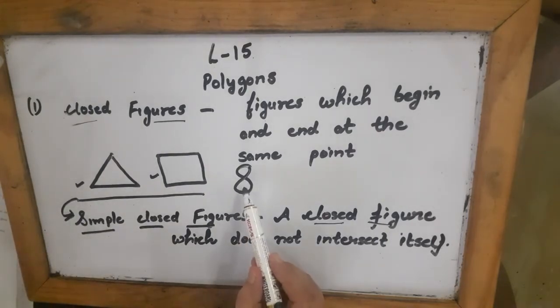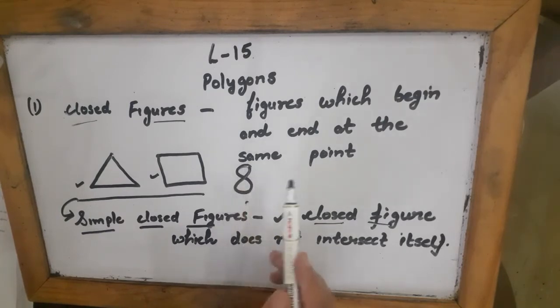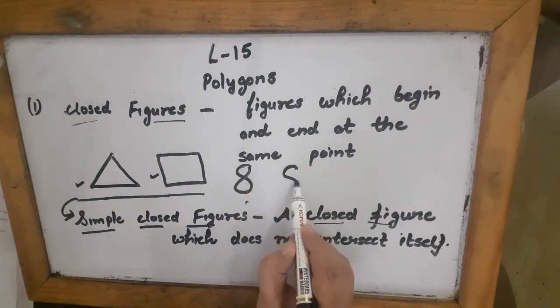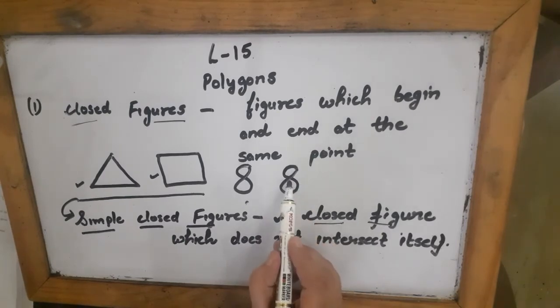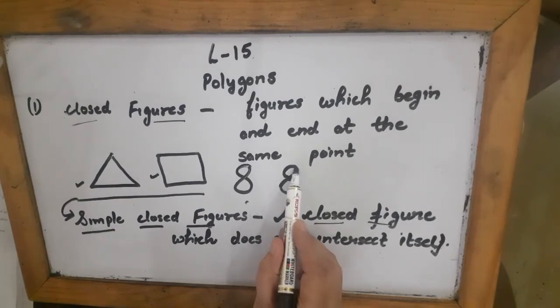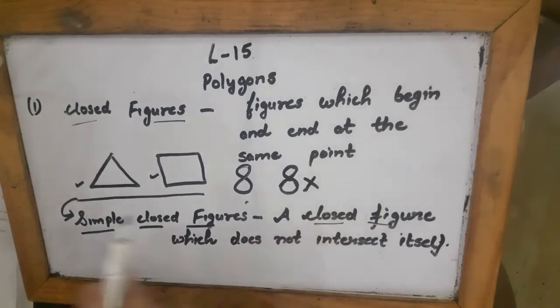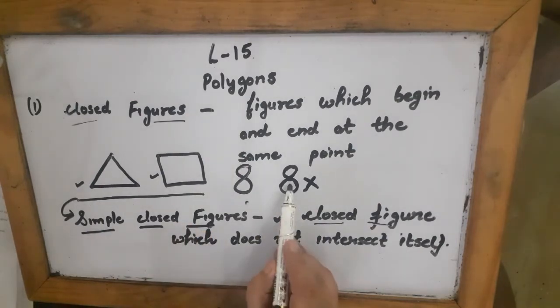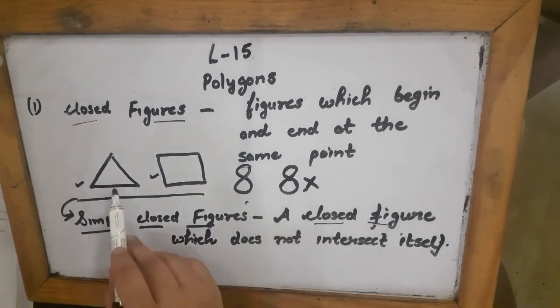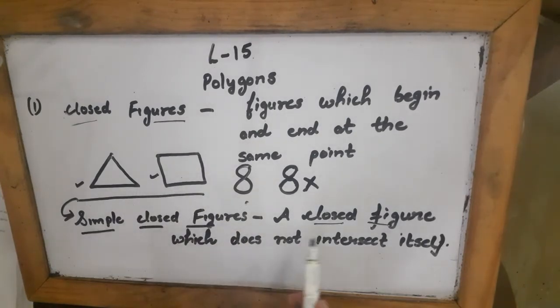While this figure, if you look at this, it's a closed figure because I started and ended at the same point. I started from here and I ended also over here. But at one point you can see that the two lines are intersecting. So they are crossing each other. So this is not a simple closed figure, while these two are simple closed figures. So simple closed figures are the figures which do not intersect.